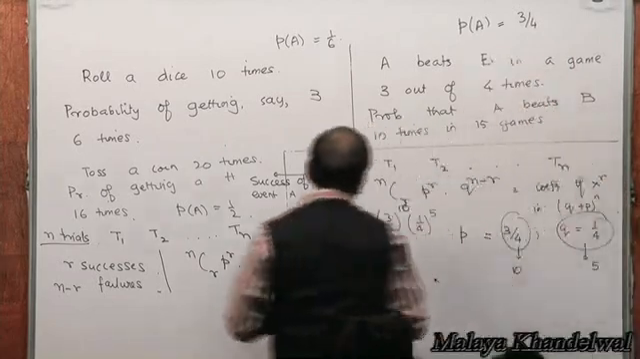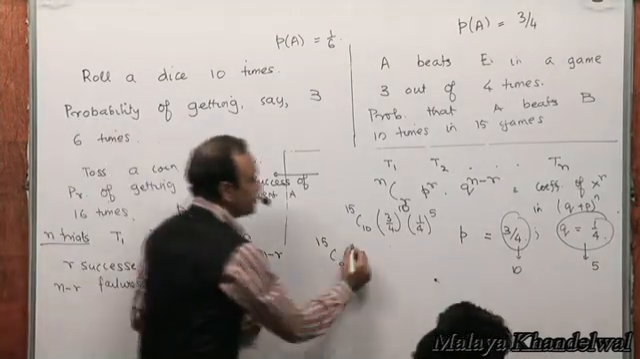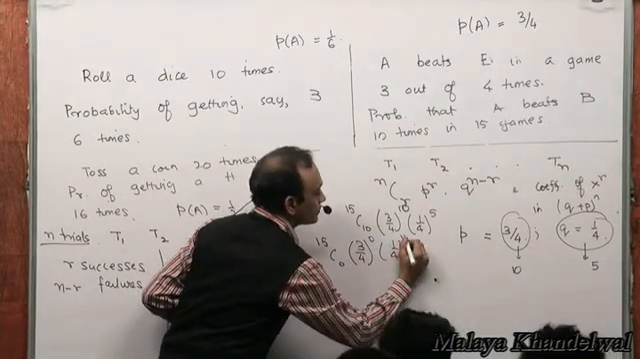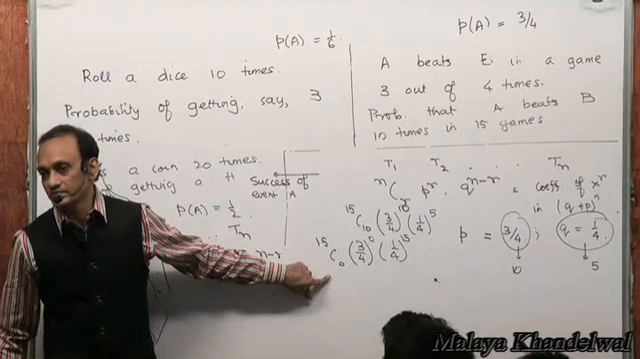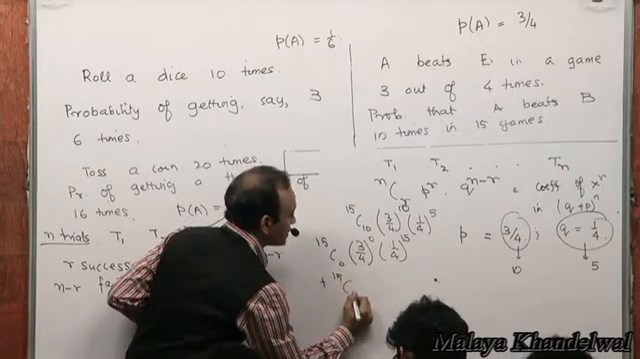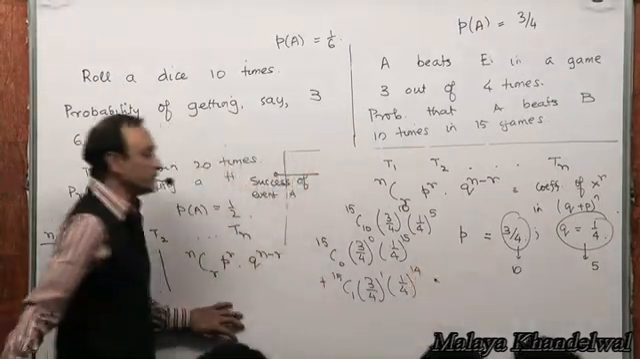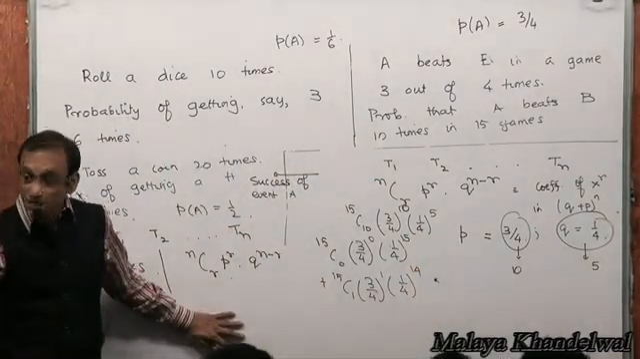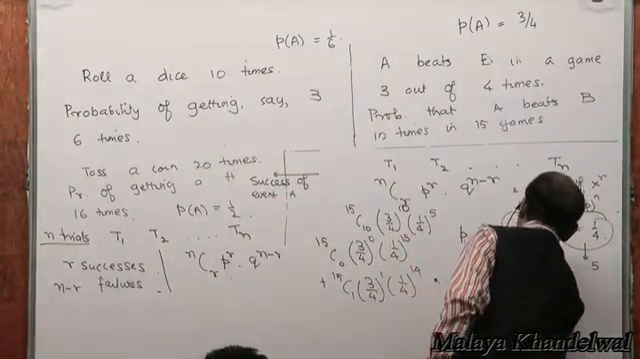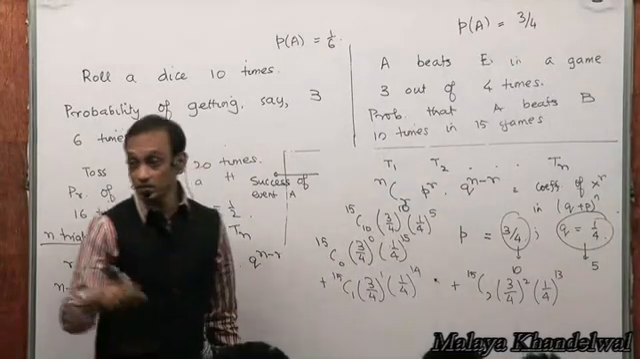So first of all, probability of A beating B 0 times. 15C0 into 3 by 4 to power 0 into 1 by 4 to the power 15. A beating B 0 times. That's a probability. Plus A beating B once. So that's going to be 15C1 3 by 4 to power 1 into 1 by 4 to power 14. A beating B exactly once. Or A beating B twice. So that makes it 15C2 3 by 4 whole squared into 1 by 4 to power 13. Right? A beating B twice.